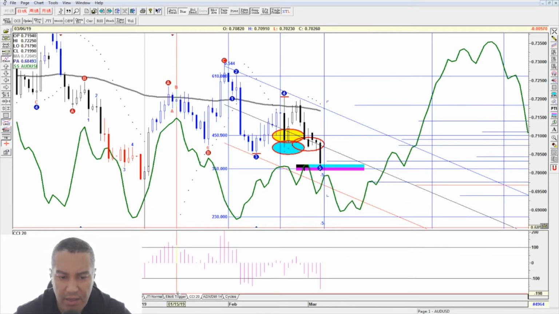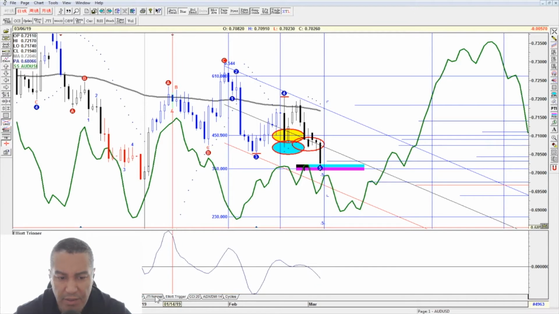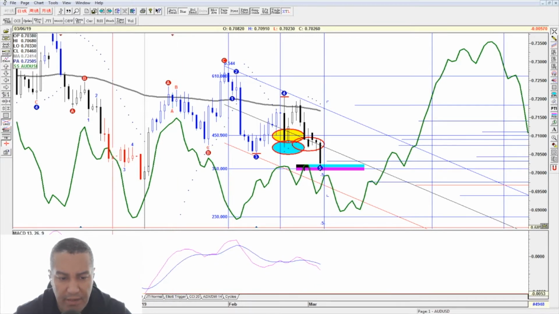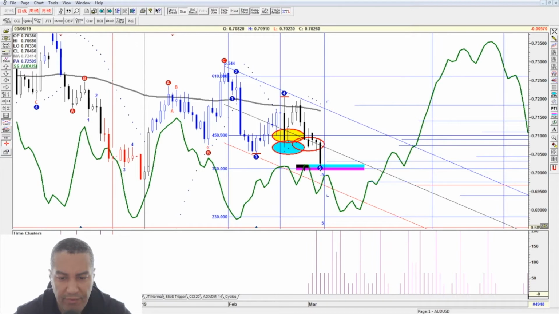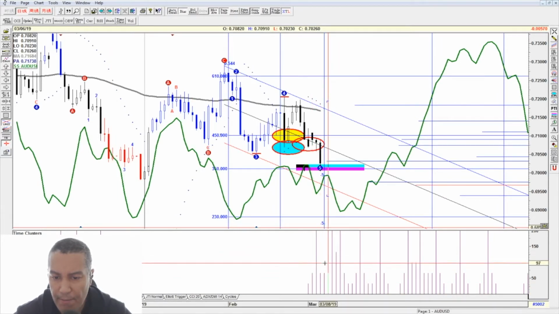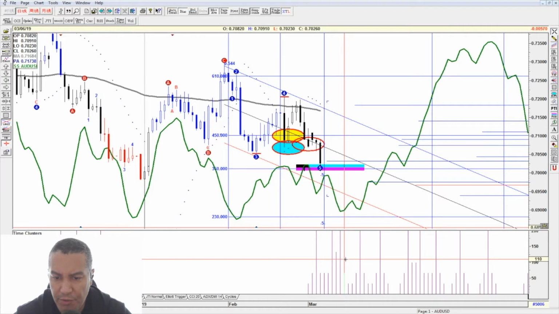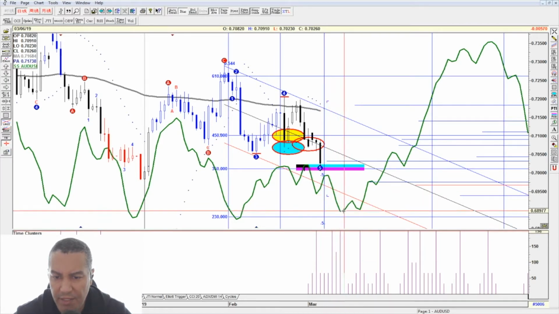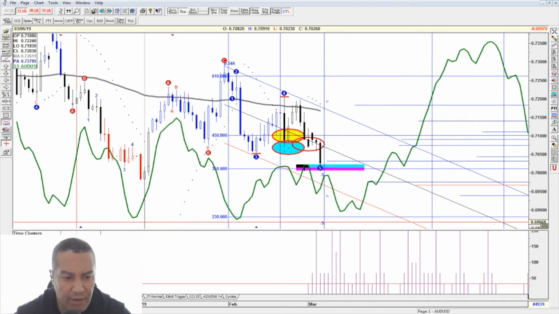Let's see. Elliott trigger, nothing there. MACD negative, stochastics negative. Time clusters, need to work on this. And you can see that there's something on the 11th and on the 13th, a possible swing low. So that's kind of lining up with the seasonal projection line. So we'll see how that goes.